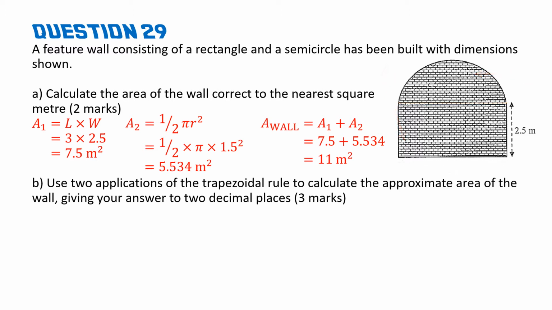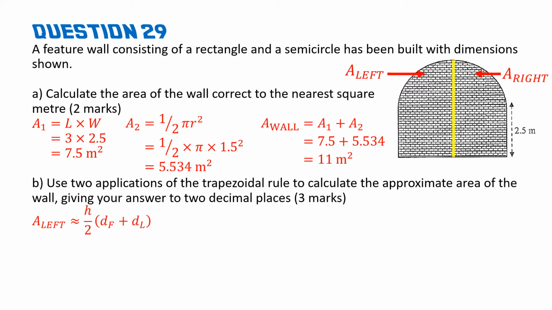Part B, we want to use two applications of the trapezoidal rule to calculate the approximate area of the wall, giving our answer to two decimal places. So what we need to do now is split that wall rather than into a rectangle and a semicircle. We're going to split it in half down the middle because it says we want to use two applications of the trapezoidal rule. So we've got two trapeziums there. We're going to have an area on the left-hand side and an area on the right-hand side.